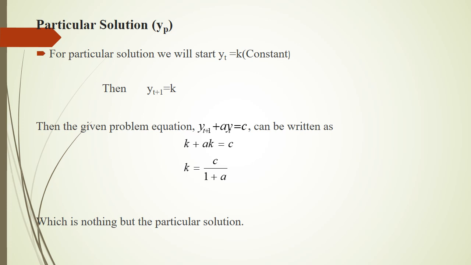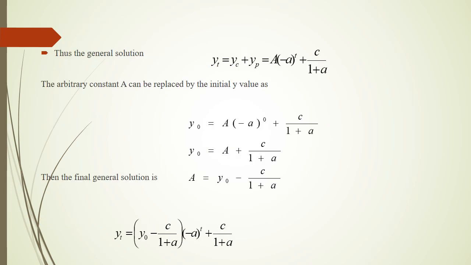Now simplify it, take k common, and then k = c/(1 + a), which is nothing but the particular solution, because we have taken y_t = k. Now you got the value of k. So k = c/(1 + a) is nothing but the particular solution.